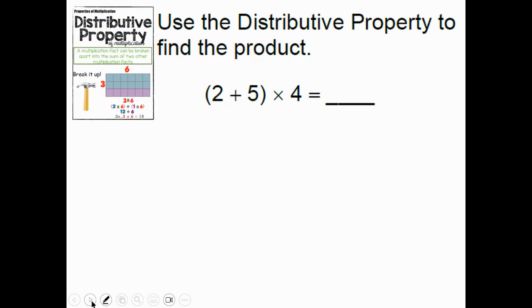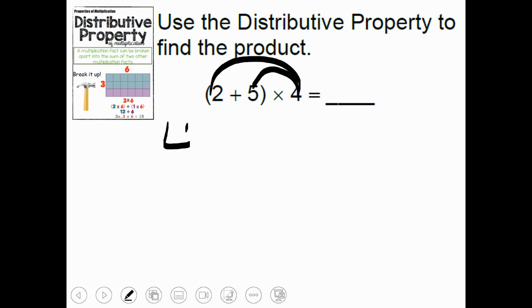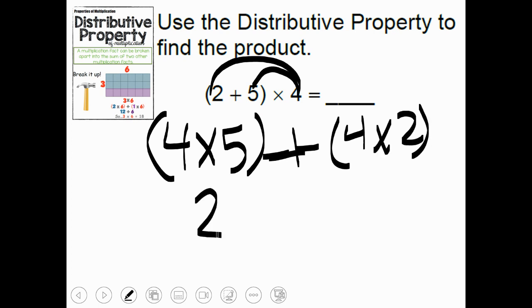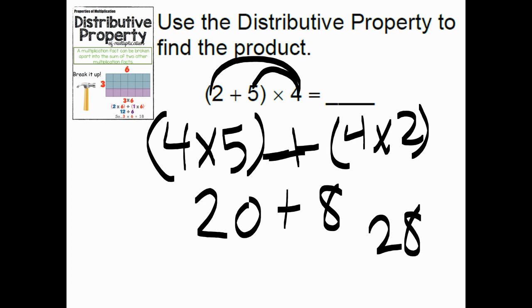Again, I'm going to use the distributive property to find the product. Remember, this 4 has to talk to the 5, and it also has to talk to the 2. So 4 times 5 plus 4 times 2. 4 times 5 is 20. 4 times 2 is 8. 20 plus 8 is 28.